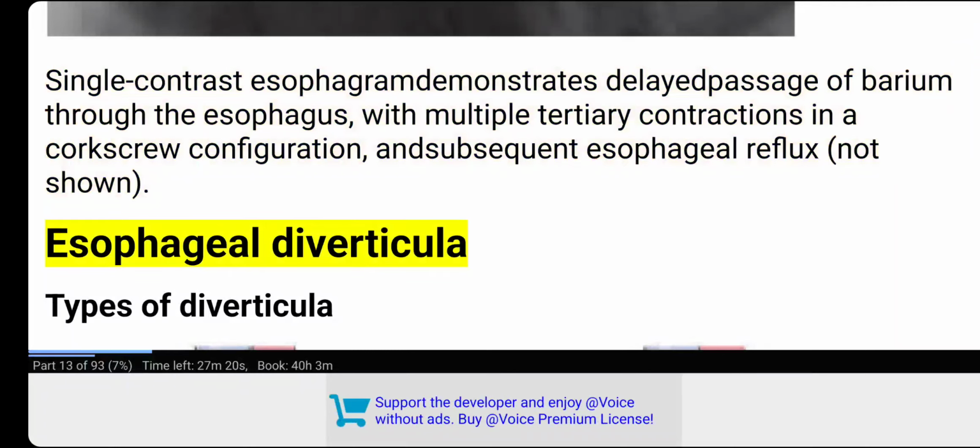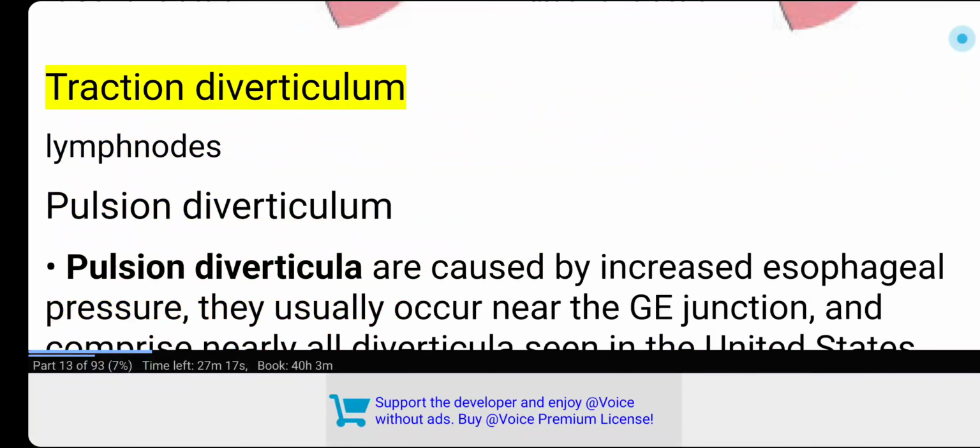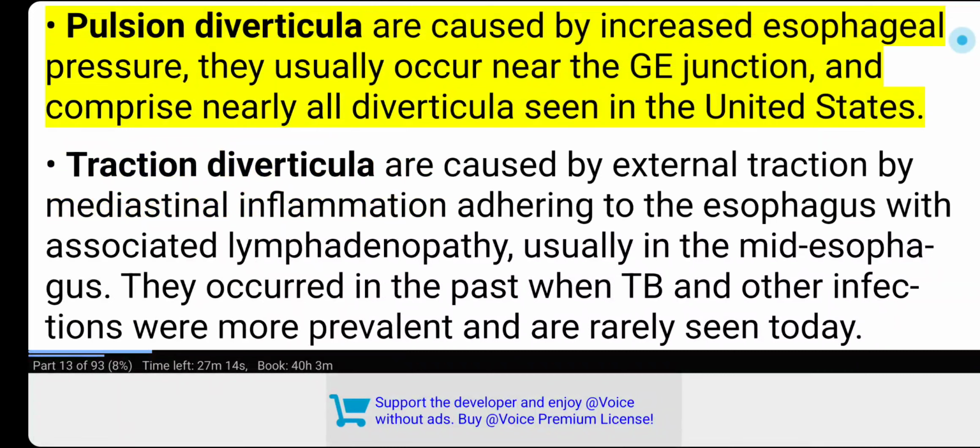Esophageal diverticula. Types of diverticula: traction diverticulum, lymph nodes; pulsion diverticulum. Pulsion diverticula are caused by increased esophageal pressure. They usually occur near the GE junction, and comprise nearly all diverticula seen in the United States.